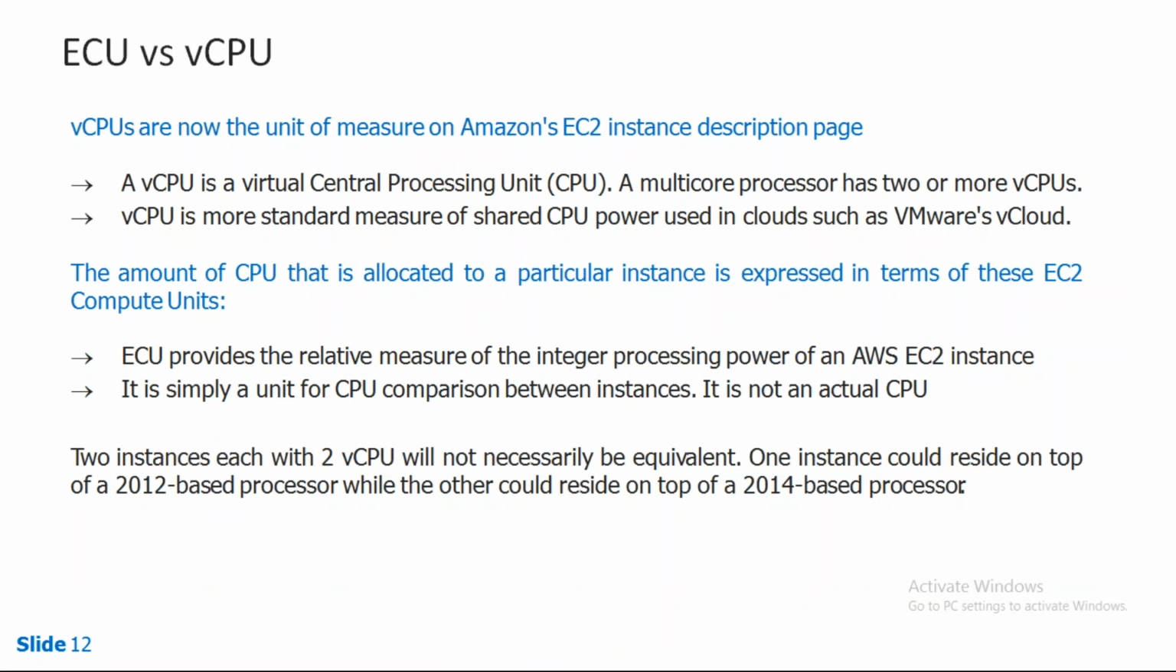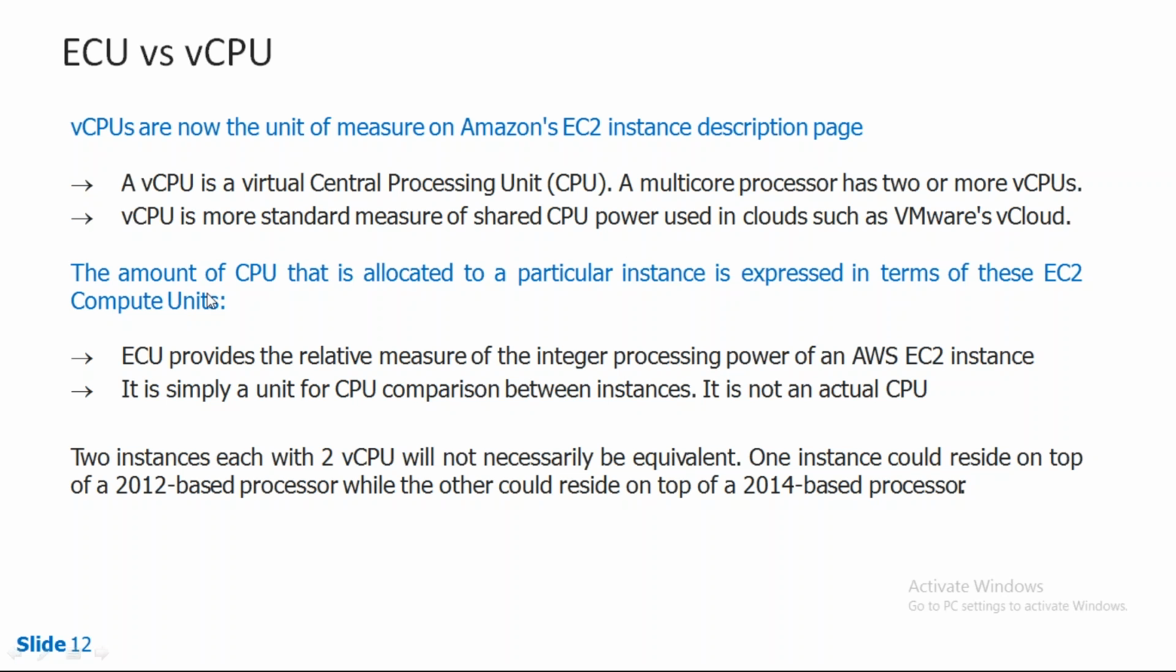Then ECU versus vCPU. Okay, now let's see. vCPUs are now the units of measure on Amazon's EC2 instance description page. So a vCPU is a virtual central processing unit. Okay, a multi-core processor has two or more vCPUs. vCPU is a more standard measure of shared CPU power used in clouds such as VMware's vCloud. So vCloud is nothing but another cloud. So it's just comparing itself with vCloud.